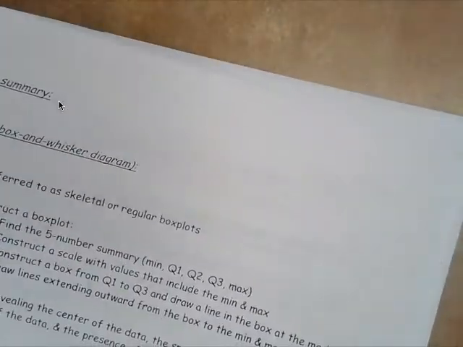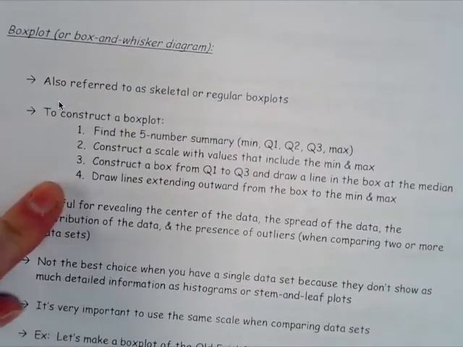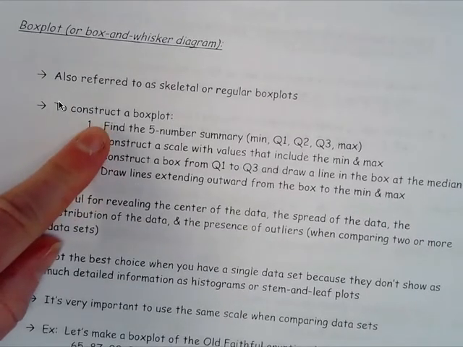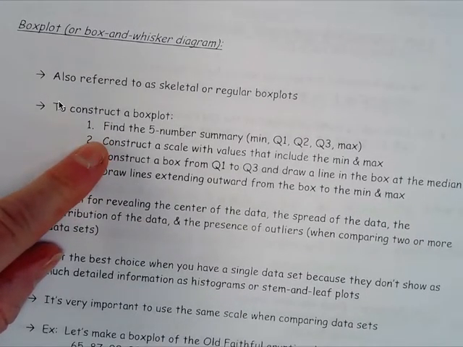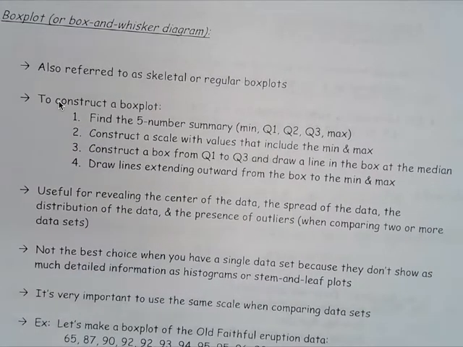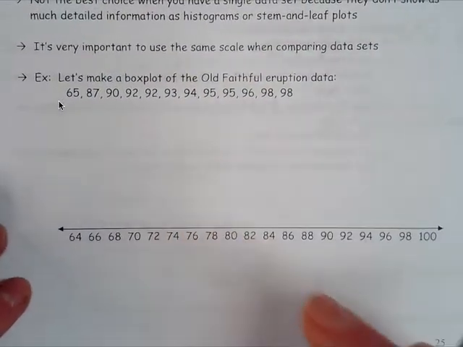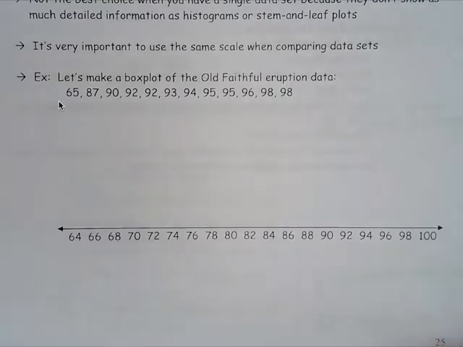Okay, so let's go. And this one's a lot nicer because we actually have a number line. This tells you how to do it. 5-number summary. Use a number line scale. Construct a box from Q1 to Q3. And then draw lines extending outward to your min and max. So we are going to use this. I don't know if we've found the median from this data set. I don't think we have. Due to time, I'm going to go ahead and just give it to you.